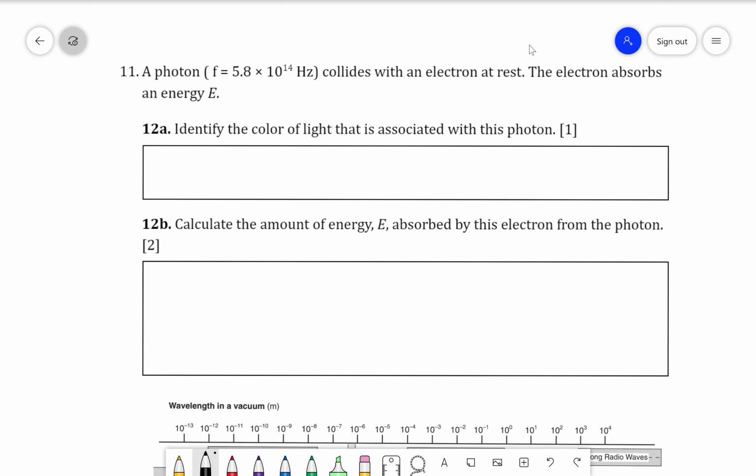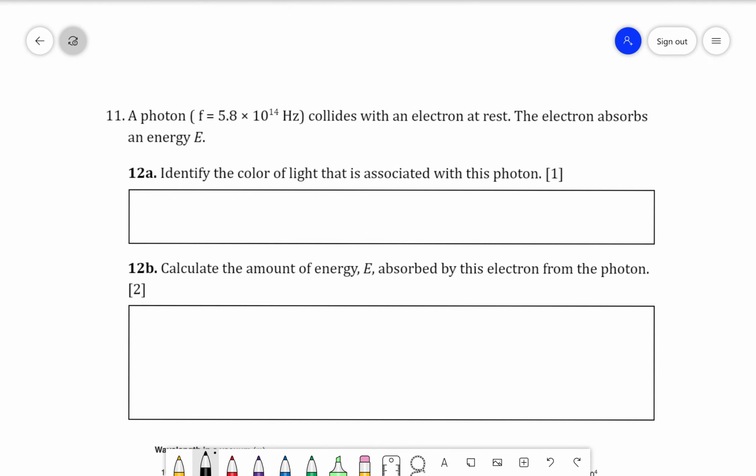A photon with frequency 5.8 times 10 to the 14th hertz collides with an electron at rest. The electron absorbs the energy E. The important part here is that we're absorbing energy, right? We don't really care about the collision. Like I told you guys before, this thing colliding with an electron, that's not the important part. You don't have to go looking for collisions with electrons. Don't worry about that. What is important is that we're absorbing an energy E when we absorb that photon.